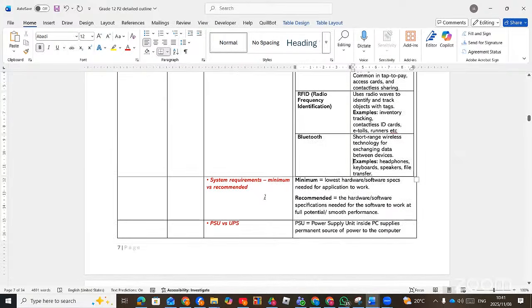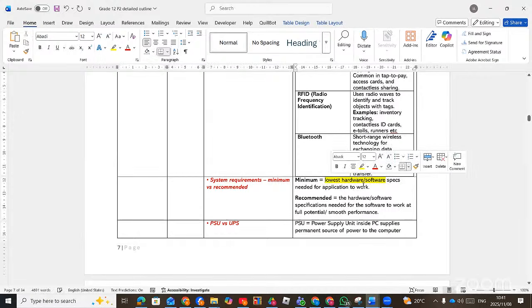Then the system and the minimum requirement. Now, the minimum requirement is the lowest hardware or software specification needed for an application to work. That's the first keyword. A typical example is this. You want to install Office 365. What are the lowest hardware or software that you need?